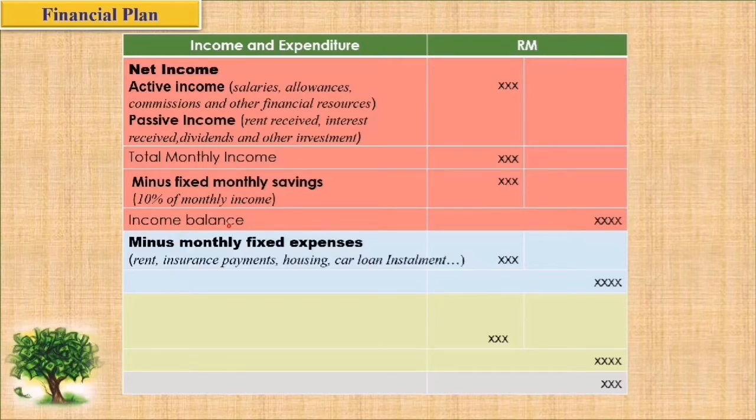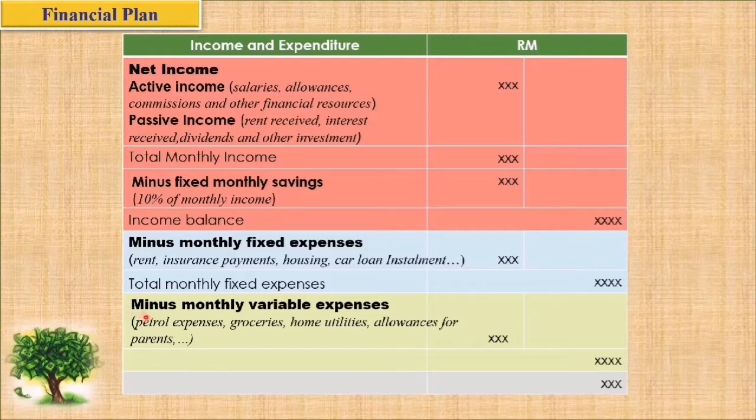After you fill in the income balance, you can fill in monthly fixed expenses such as rent, insurance payments, housing loan, car loan installment. Then you write the total monthly fixed expenses. And we also have monthly variable expenses such as petrol expenses, groceries, home utilities, allowances for parents, and so on. So you fill in here, and the total monthly variable expenses, fill in here.